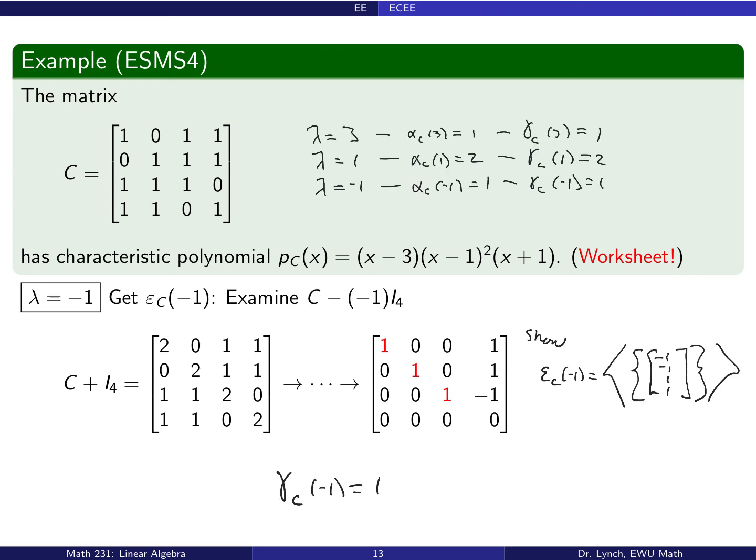Just to summarize this example, we found that this matrix C has 3 eigenvalues, including multiplicity. One of those eigenvalues, 3, has an algebraic multiplicity 1 and a geometric multiplicity 1. One of those eigenvalues, 1, has algebraic multiplicity 2 and geometric multiplicity 2. And the third eigenvalue, -1, has algebraic multiplicity 1 and geometric multiplicity 1 also. It turns out that having matching algebraic and geometric multiplicities is a good thing. It makes our life a little bit easier.